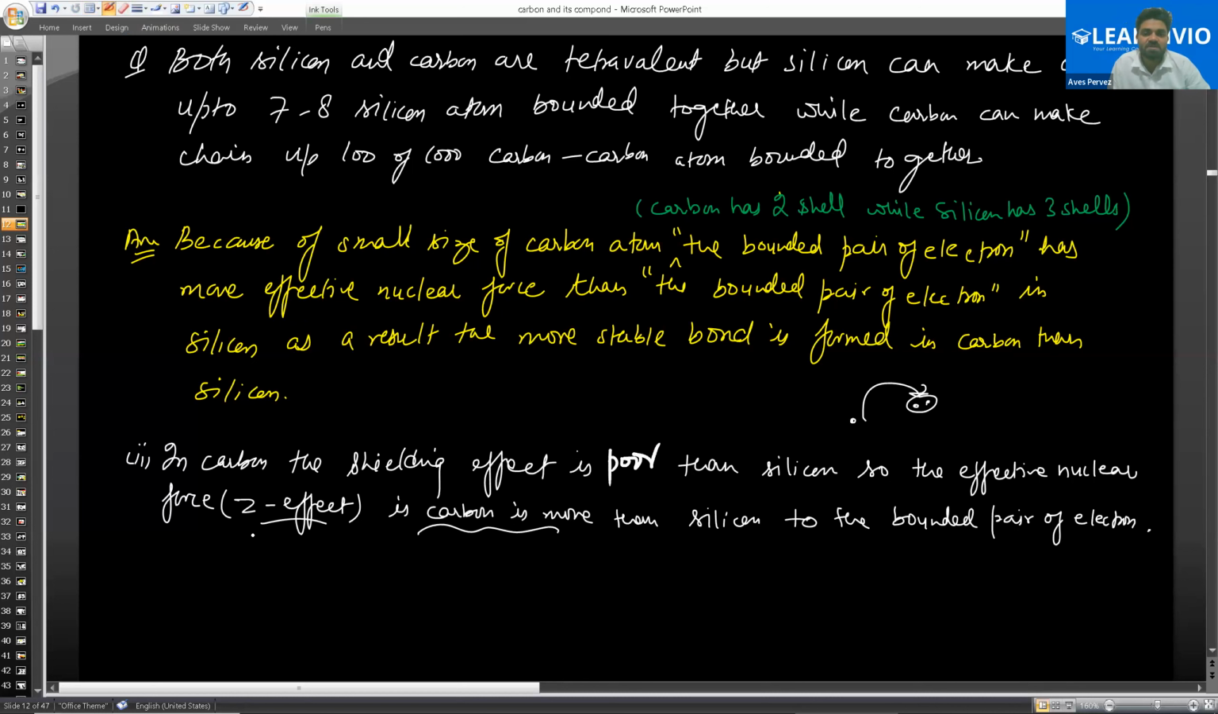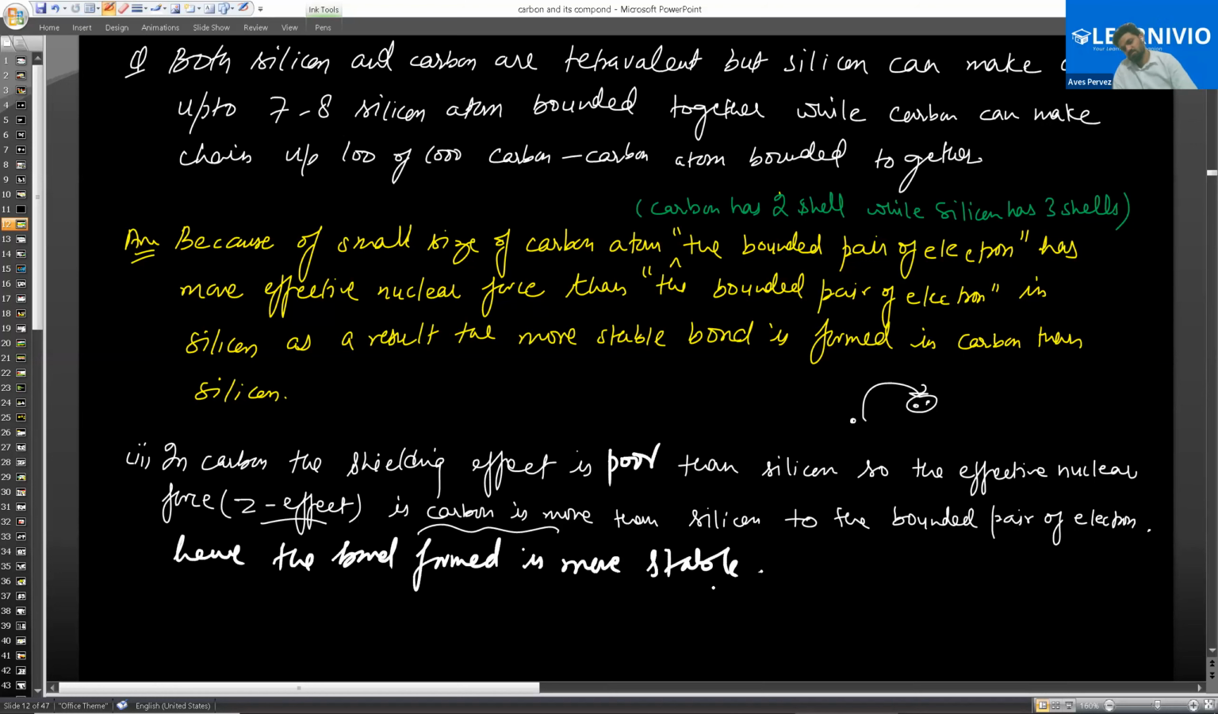The effective nuclear force is also called Z effect in chemistry. The Z effect in carbon is more than in silicon, so the pull on the pair of bonded electrons is more, and hence the bond is more stable. Put it down here.